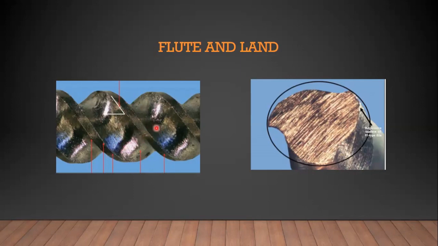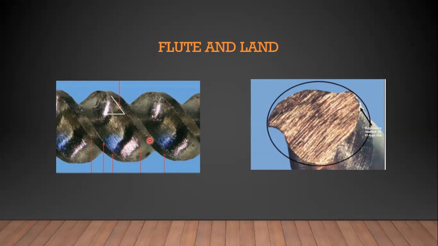Land reduces the transportation of the canal. It supports the cutting edges. It reduces the screwing-in tendency of the file into the canal, decreases the propagation of cracks, and limits the depth of the cut into the dentin wall.